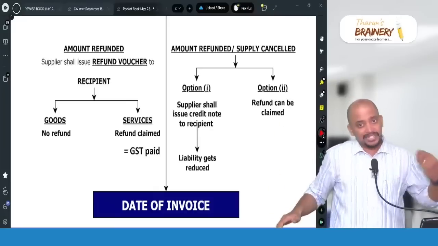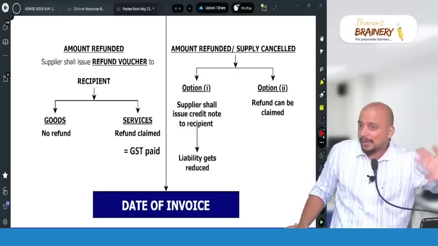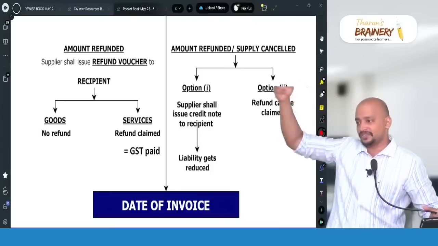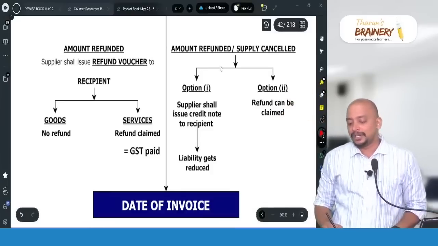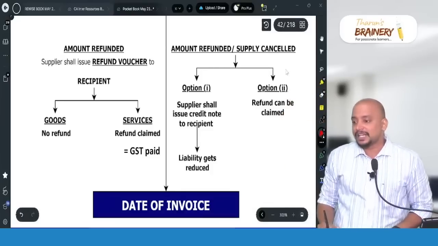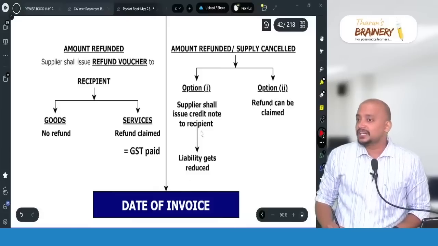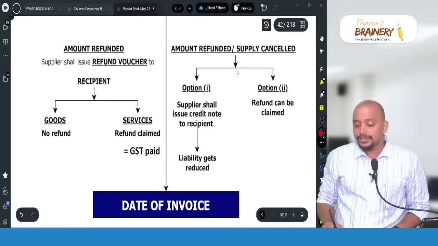Does it mean whatever tax we paid to the government, we will not be able to get any benefit? No, we can get the refund of that under excess payment of tax. So there are two options available. If the amount is refunded or the supply is cancelled after preparing the invoice, either they can give a credit note, whenever a credit note is issued, liability gets reduced, or they have another option, that is, a refund can be claimed.